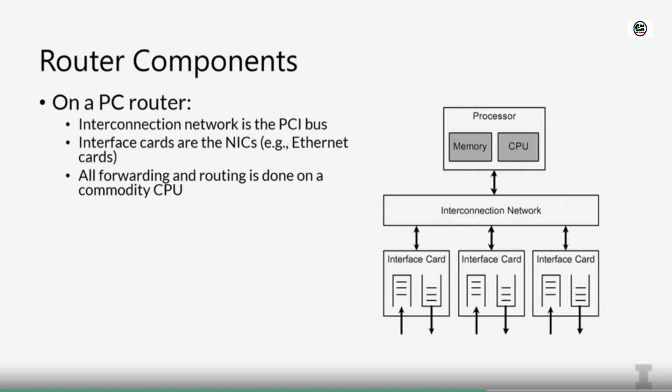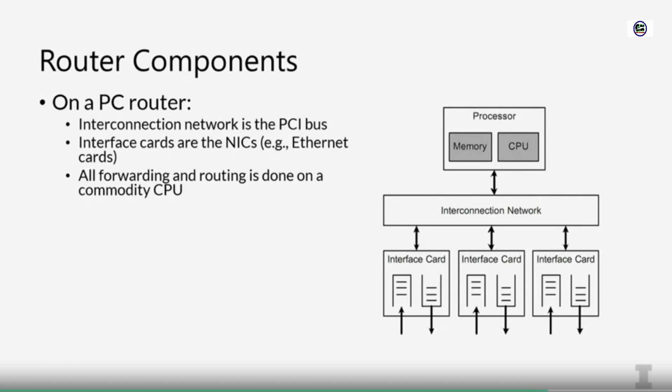On a PC router, like if you're going to set up a router on a Linux machine or a little IoT device, the interconnection network would be the bus. It would be a PCI bus if you're using a traditional computer. The interface cards are going to be the NICs, like Ethernet cards. And all forwarding and routing is done through a commodity CPU. So if an IP packet comes in, it's actually going to be bubbled up and processed through the CPU and then go back down.